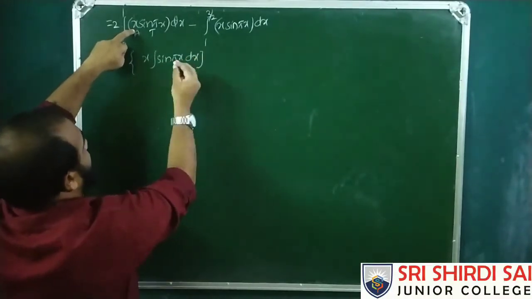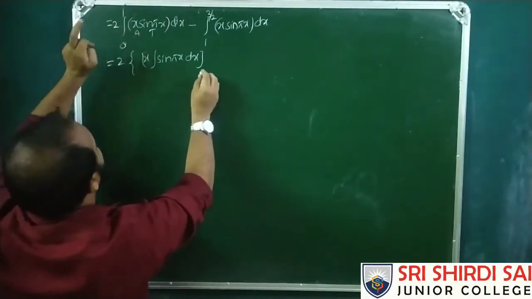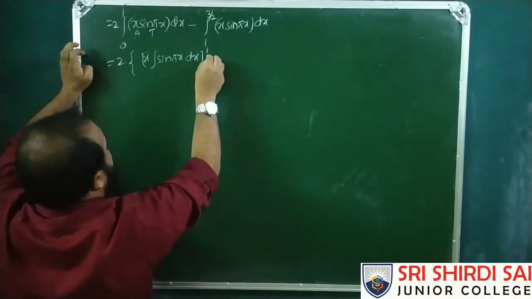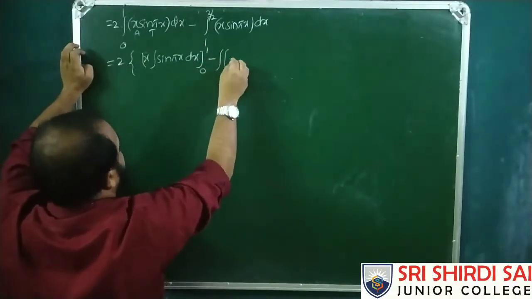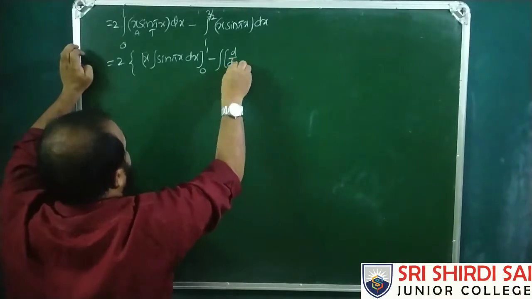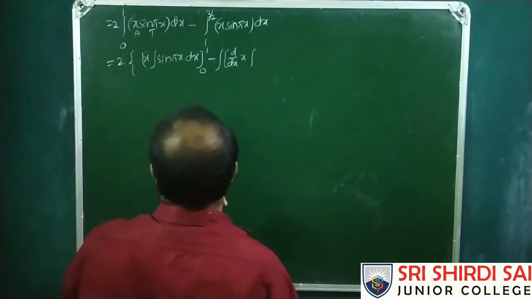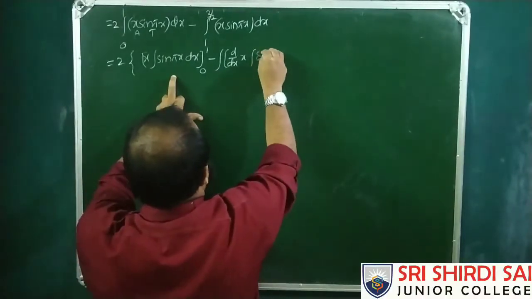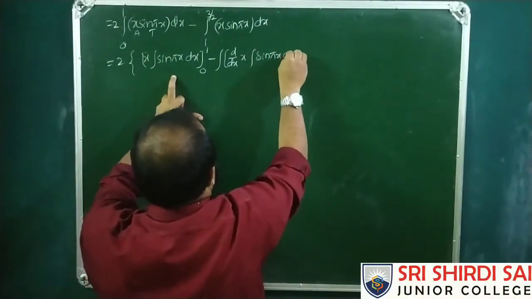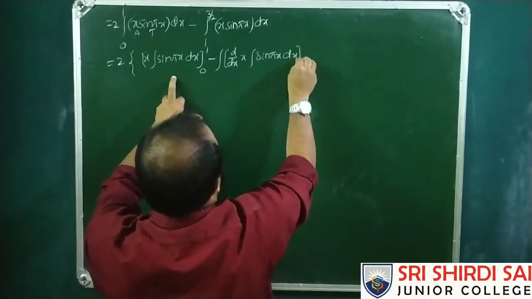This is 0 to 1, minus integral of d by dx of x into integral of sin pi x dx, whole dx.